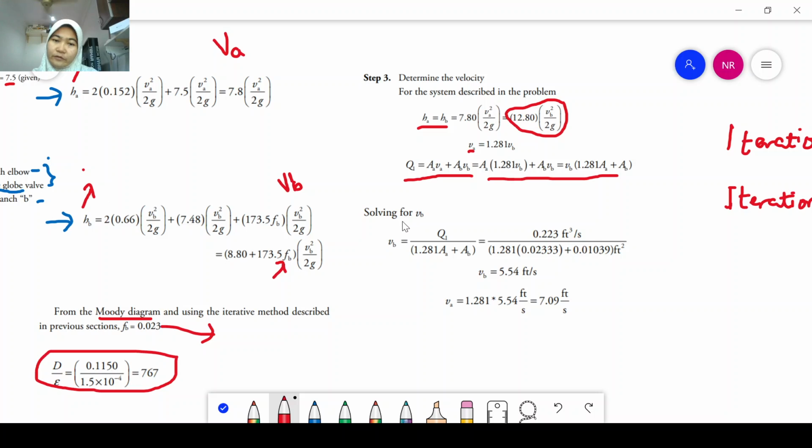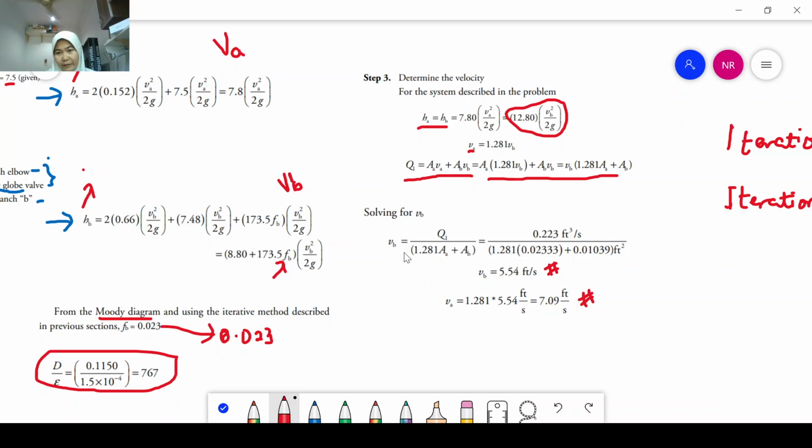Okay, so now you have to solve for VB. When you solve for VB, you get this value for VB. And once you know VB, you can calculate the velocity of A in pipe A. Okay, so this is the first iteration where you assume this F, which is 0.023. You know that one iteration is not enough. You have to check whether this iteration is correct or not.